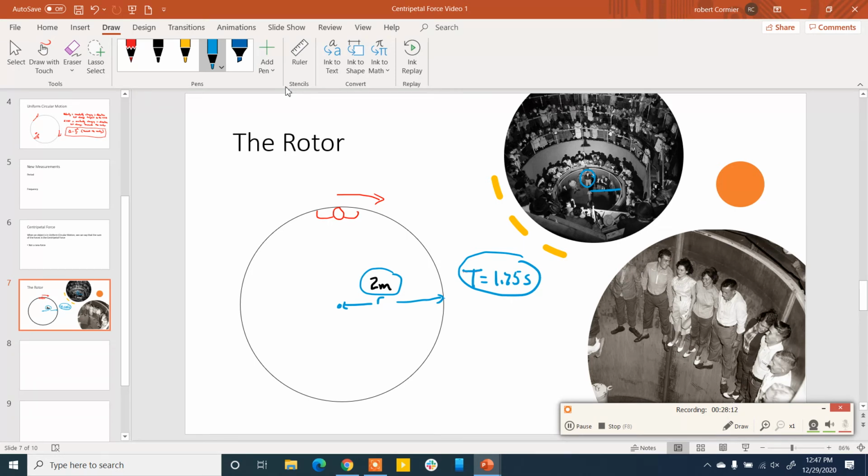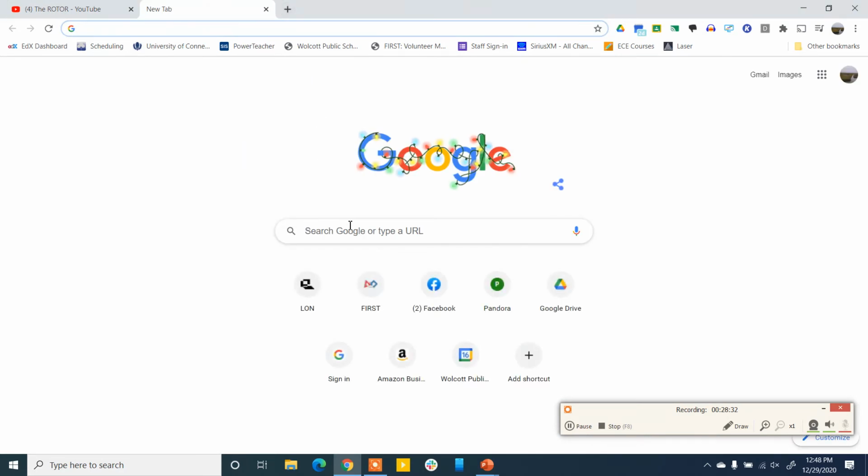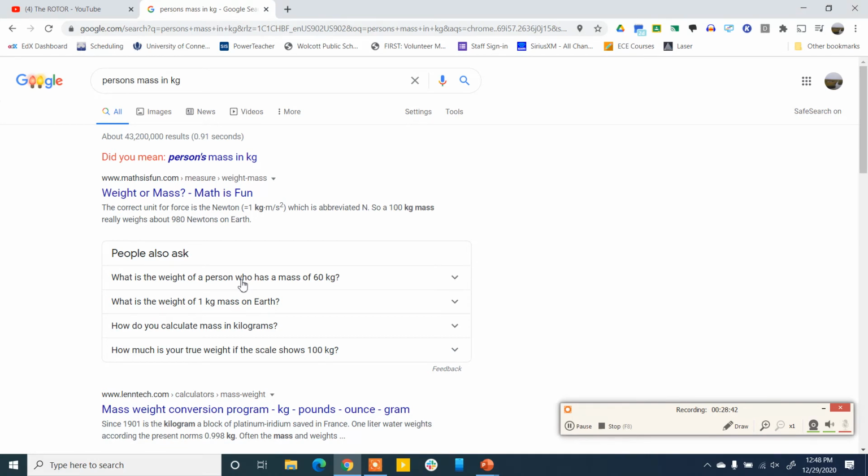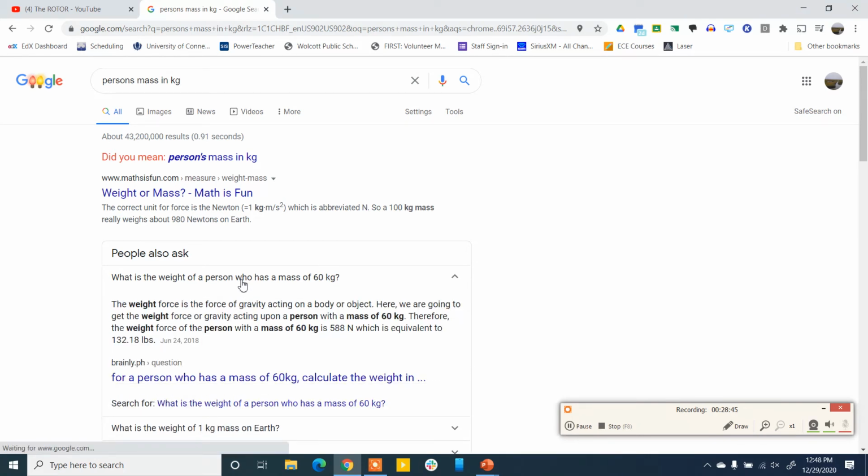Now, we are going to figure out what the normal force is. We have to know a few things about this person, because the sum of the forces equals mv squared over r, because this person's in uniform circular motion. So we're going to get a mass, but we're just going to take a mass of an average person, right? So if I go back, we'll just Google it. There we go. Person with a mass of 60 kilograms and weighs 132 pounds. We'll go with that.